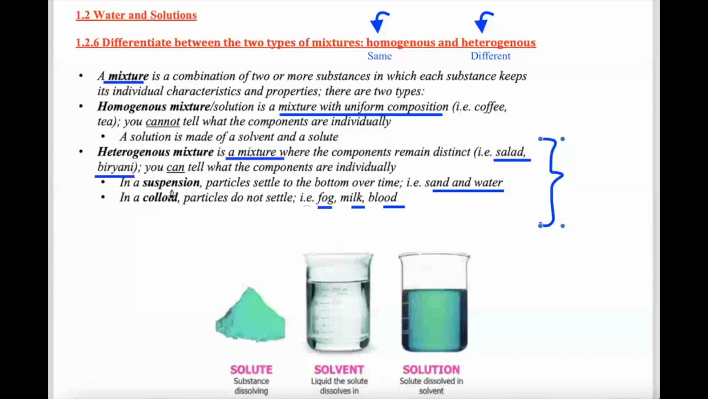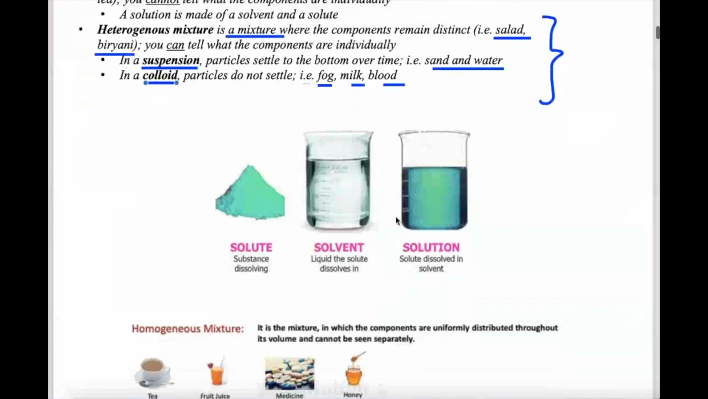You can see them. Heterogeneous mixtures are of two types: suspension and colloid. In a suspension, the particles settle to the bottom over time. You mix them and you can see that they are moving, but you leave them for 10 or 15 minutes, and they separate and turn into layers, like sand and water. But in a colloid, the particles cannot settle. They do not settle, like fog, like milk, like blood. So they are all colloids.